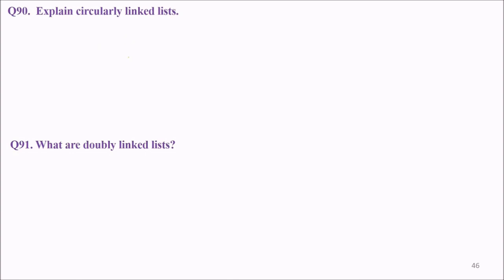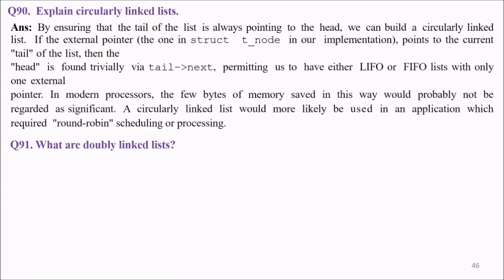Explain the circularly linked list. A circular linked list is like this. If you have a linked list, the last node's pointer will not point to null, but it will point to the first one.